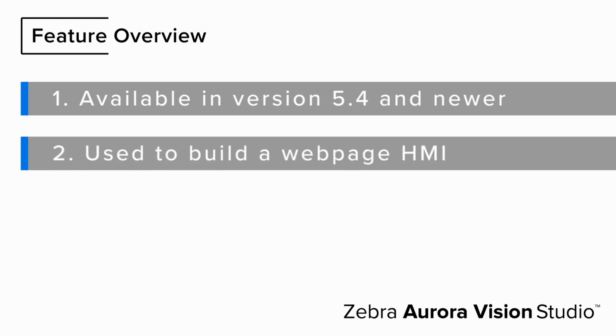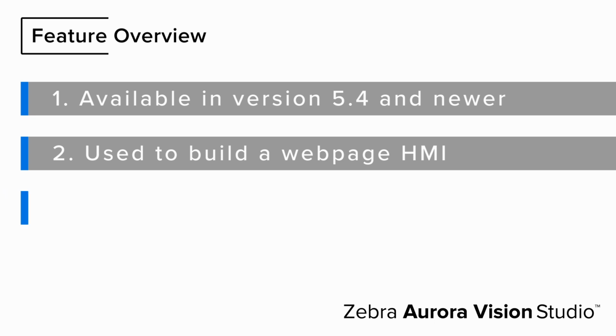The WebHMI is a new advanced feature available in version 5.4 or newer of the Zebra Vision Studio software suite. Using this feature, apart from the classic HMI, Aurora Vision Studio allows the user to create an interactive version of the interface displayed in the form of a simple web page.